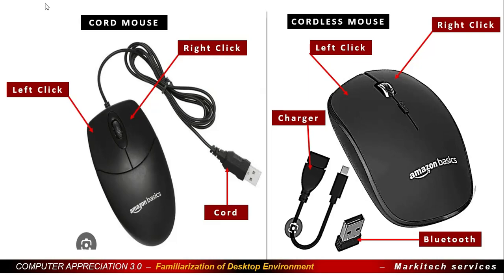Now let's start with the cord mouse. The cord mouse works this way. It has a cord or cable that can be connected to a system, and as you can see, there is an indication showing the left click, and by the right you can see the right click. Now some people make mistakes. I might say click, I might say right click. If I say click, I'm actually talking about the left click, but if I say right click, I'm talking about the right click.